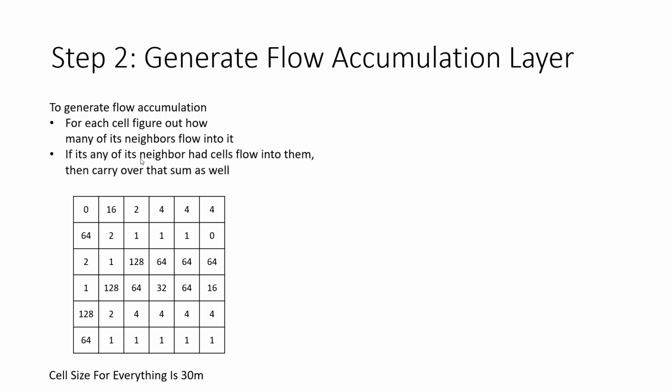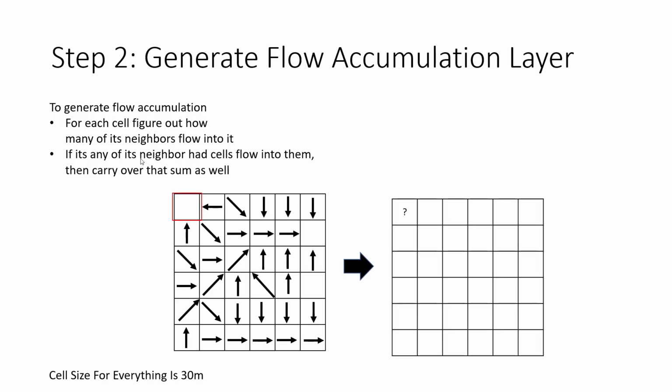Okay, so again, we're going to switch over to our arrow diagram just to make things a little bit easier. I want to start with figuring out, for this upper leftmost cell, what its flow accumulation is. In other words, how many cells flow into this cell here? So take a second, pause the video, and look at the arrows and figure out how many arrows point directly into this cell. That's going to be the flow accumulation for that cell.